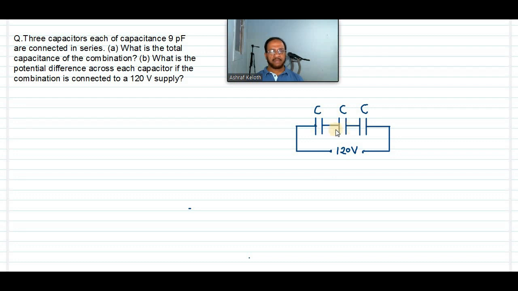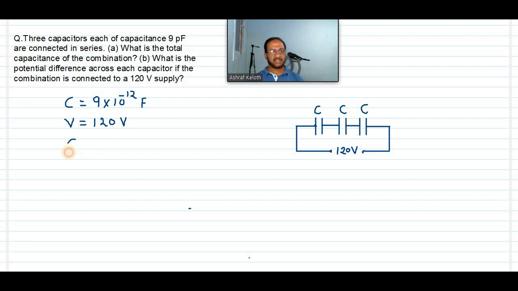So these three capacitors are connected in series. They have the same capacitance value. C is 9 picofarad and 120 volt is the supply voltage. You remember in series combination, the value of one capacitor is C equal to 9 picofarad, so 9 into 10 raised to minus 12 farad, converting picofarad into farad. Supply voltage is 120, and if capacitors are connected in series, what is the equation?